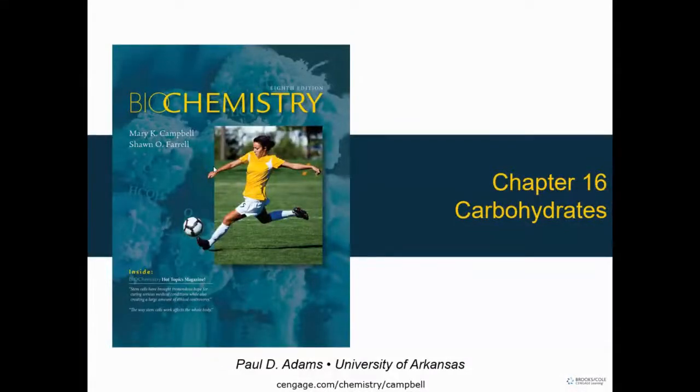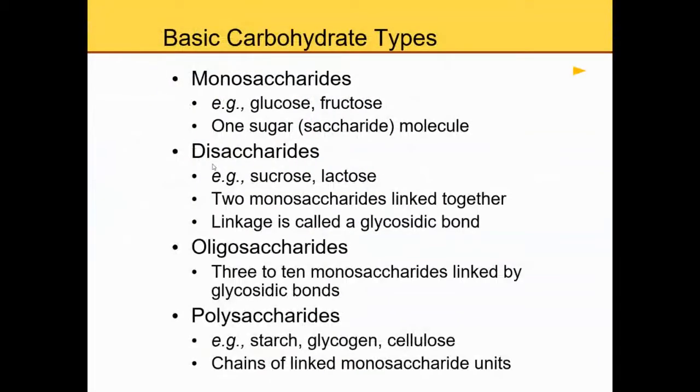Chapter 16, carbohydrates. These are the different basic carbohydrate types. We have monosaccharides, glucose and fructose. Monosaccharides have only one sugar molecule. Disaccharides are two monosaccharides linked together.